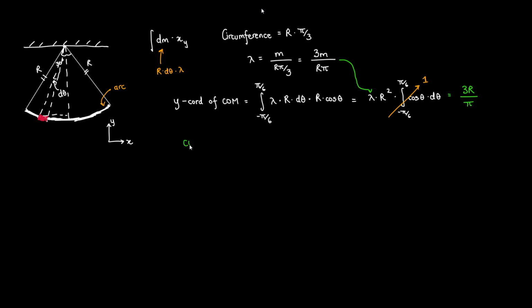So the COM of the arc will be 0, here it's minus 3r by pi, but let's take the y-axis downwards as positive, so 3r by pi. The distance is what matters, that's all. So we have the COM.